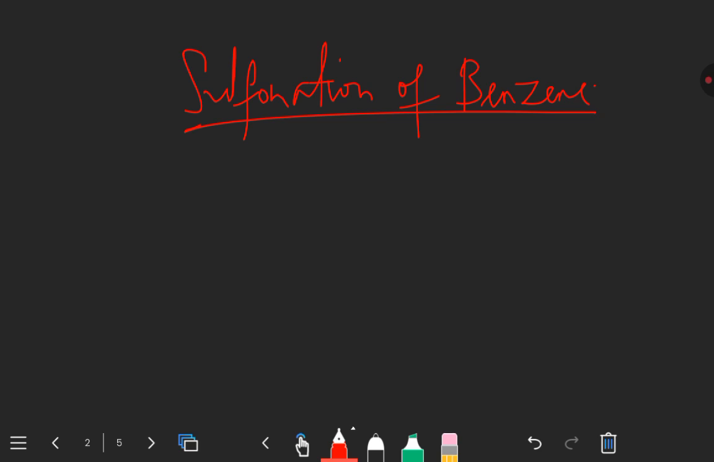understand something here. So we are saying that about sulfonation of benzene, it is just the aromatic substitution, or we can say it is an electrophilic aromatic substitution reaction where this group SO₃H is added to the benzene ring. Okay, so that is basically what sulfonation is.